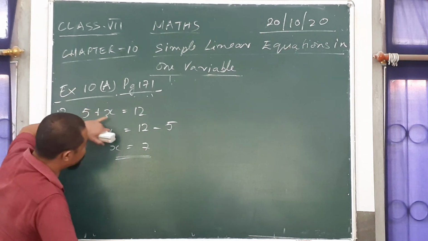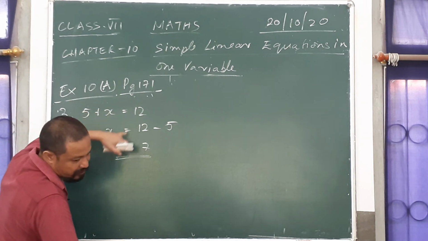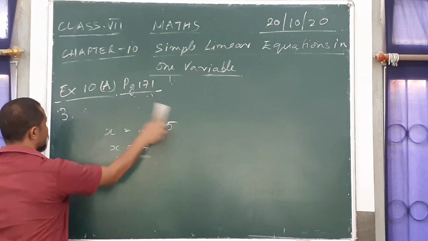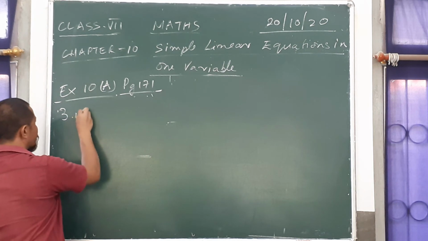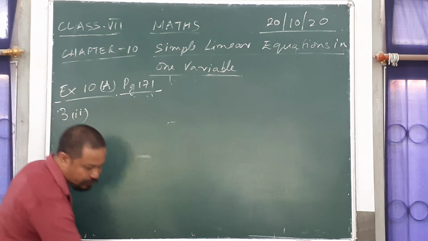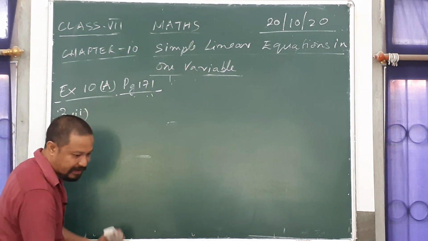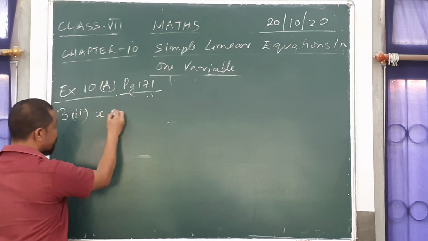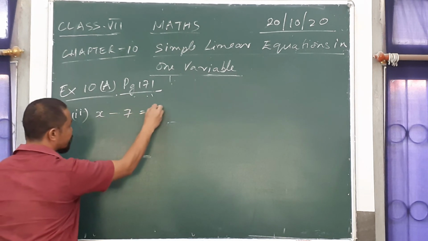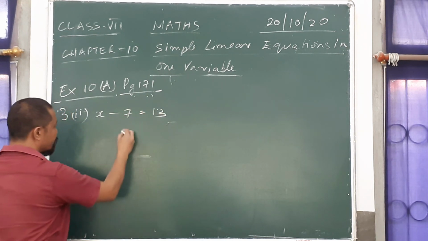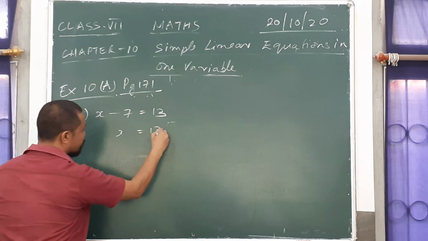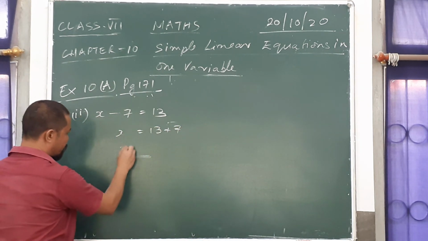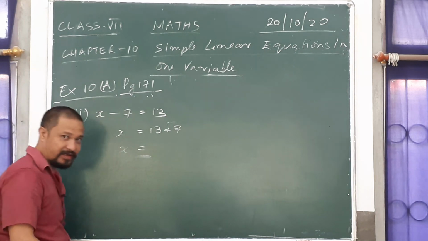Okay, so this is what the question is telling you. Write the following statements in equation form. Find the numerals to make the statements true. Okay, so I'm going to do number 2. This is number 1. I'm going to do number 2. Number 2 is x decreased by 7 is 13. x decreased by 7 is equal to 13. Okay, so x is equal to 13 plus 7. So how much would that come to? 13 plus 7 is 20.